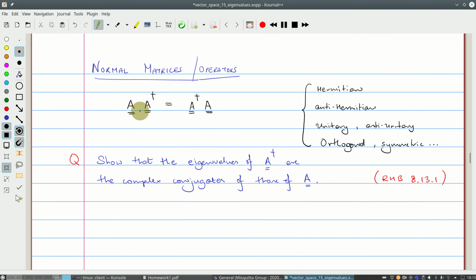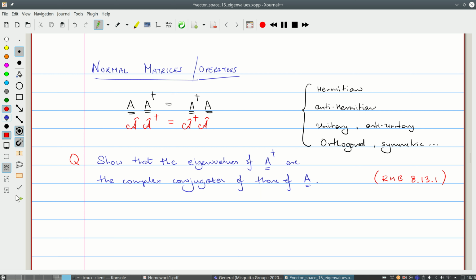Just to remind you, a square matrix A is said to be normal if it commutes with its adjoint. So if A A dagger is equal to A dagger A, then it's a normal matrix. You can write this in operator form as the operator commuting with its adjoint.